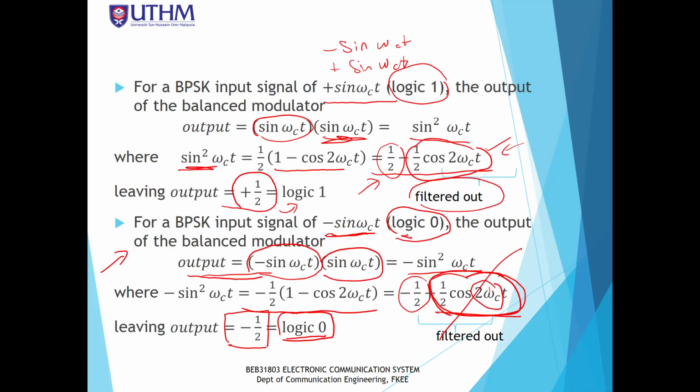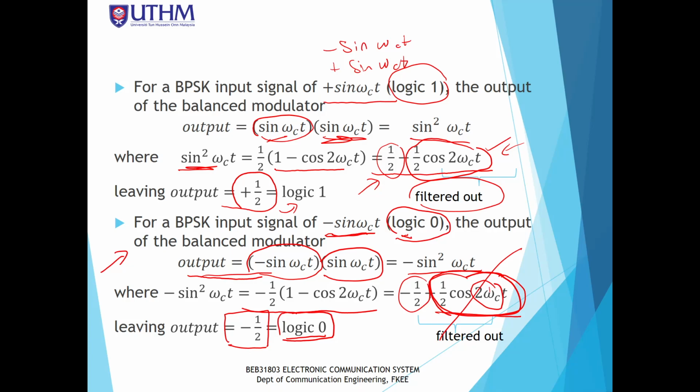This simple equation like this. So what happens if the input is sine omega ct? What happens if the input is negative sine omega ct? So show in the equation what the output logic values are. This has been asked in previous tests and exams, a long time ago.